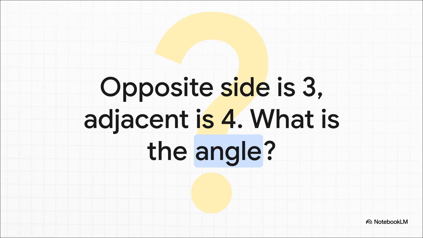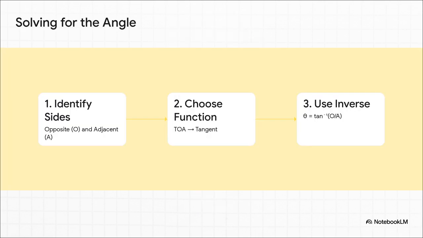This time, we're going to work backward. We have a triangle, and we know two sides. The side opposite our mystery angle is 3, and the side adjacent to it is 4. Now the challenge is to find the angle itself. So, same process as before. We identify our sides, opposite and adjacent. We look at SOHCAHTOA, and that points us straight to TOA, which is tangent.